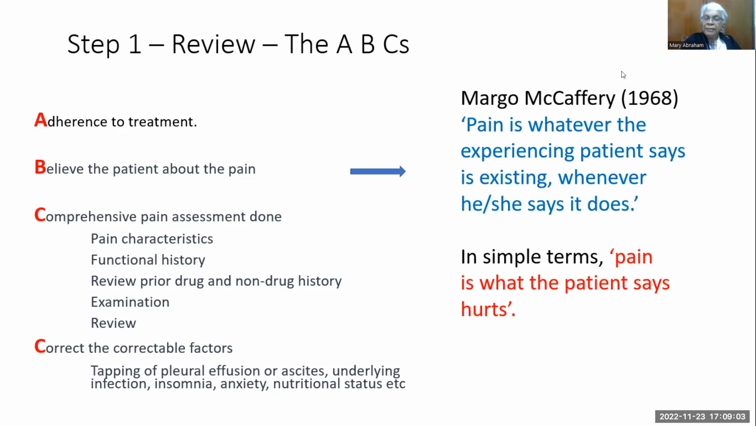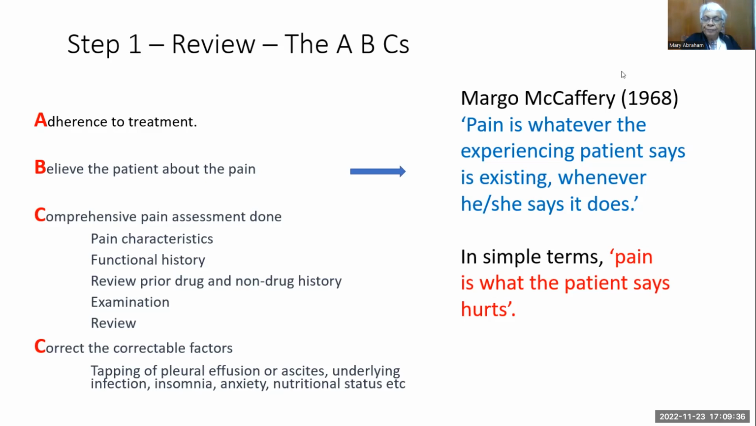After that, we need to do a comprehensive pain assessment, in which you go through the pain characteristics and the functional history. Functional history is pain with any activities. Is he able to do his daily functions? Then we need to review the previous drug history and also the non-drug history, like the psychosocial factors and other factors that are playing a part. We need to examine him, and then we need to review everything together. And the last C is to correct the correctable factors.